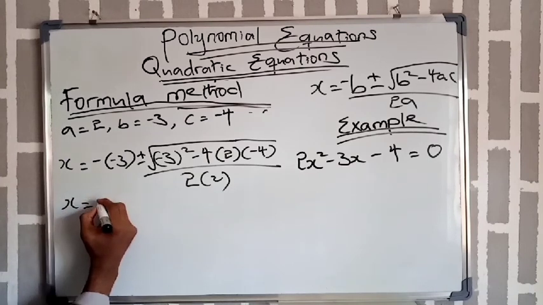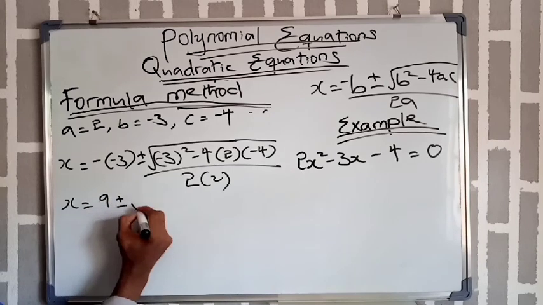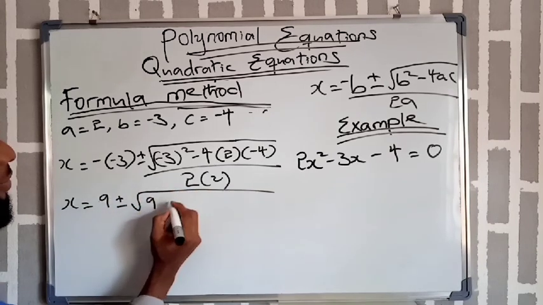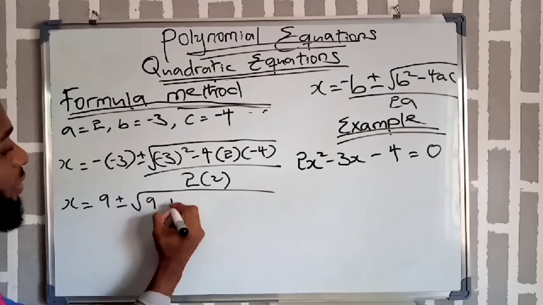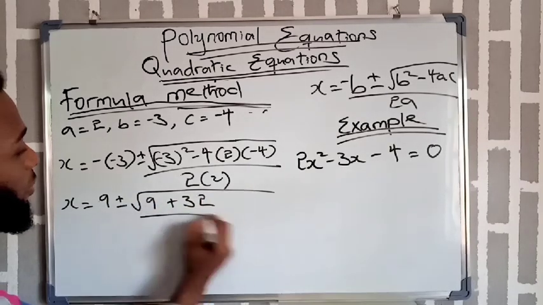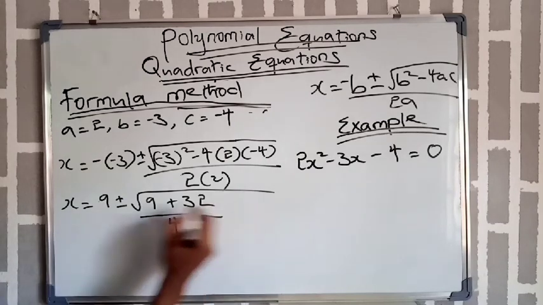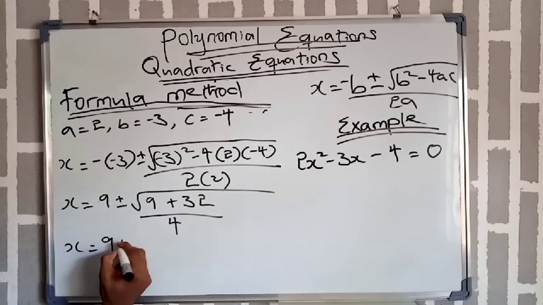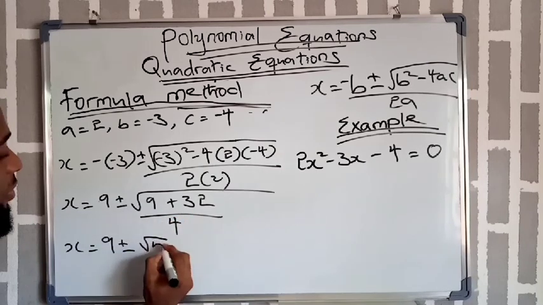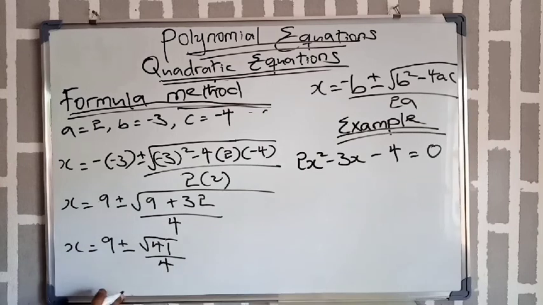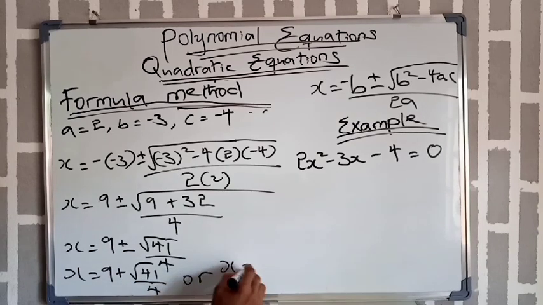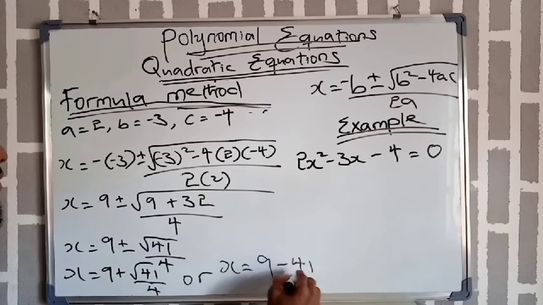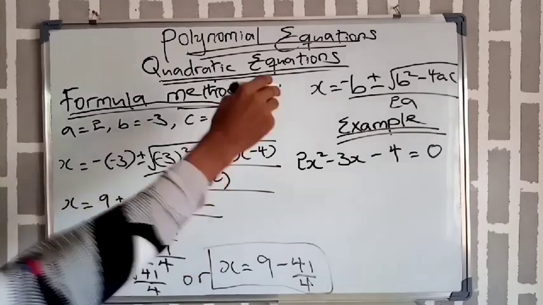So this becomes x is equal to 3 plus or minus square root of 9, minus 4 times 2 times minus 4, that's 16 times 2, that's positive 32, over 4. Then this becomes 3 plus or minus square root of 9 plus 32, that's 41, over 4. Simple as that. That means x is equal to 3 plus root 41 over 4, or x is equal to 3 minus root 41 over 4. This is your answer, applying that formula.